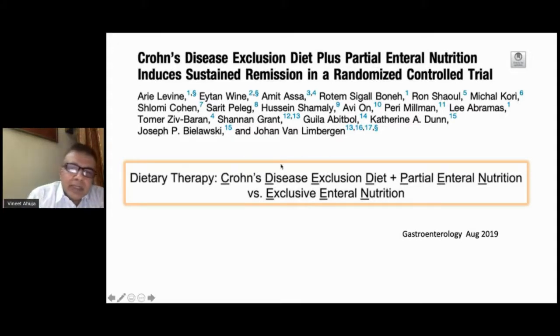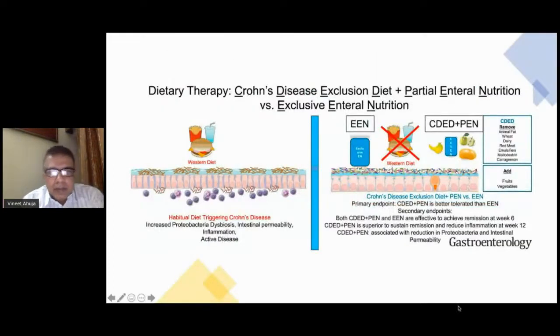In other words, they had 2 groups. In one group, pediatric IBD patients were given only exclusive enteral nutrition. In the other group, they gave Crohn's disease exclusion diet plus partial enteral nutrition. So this is the figure for this study.